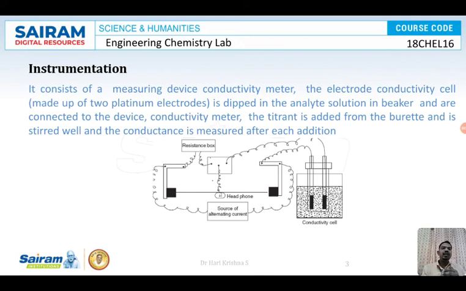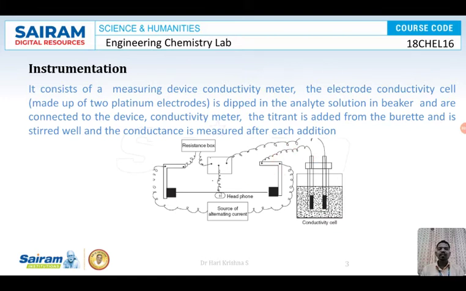So how is the conductance measured? Let us see the instrumentation here. Here you have a conductivity meter. We're going to dip a conductivity cell. The conductivity cell contains sealed platinum electrodes, placed 1 centimeter apart. This platinum conductivity cell is dipped in a solution whose conductance is to be determined. It is connected to the conductivity meter.